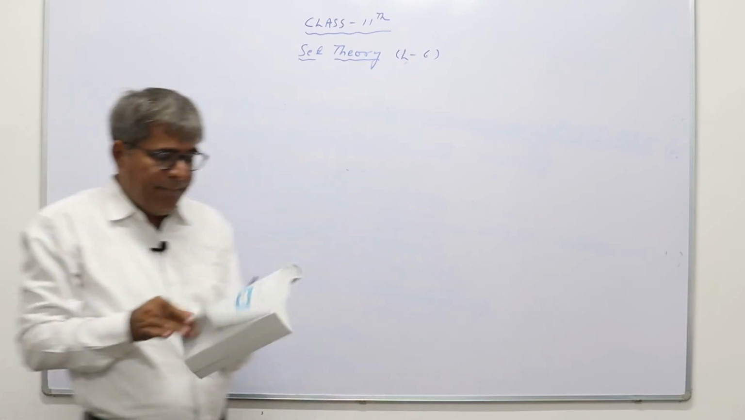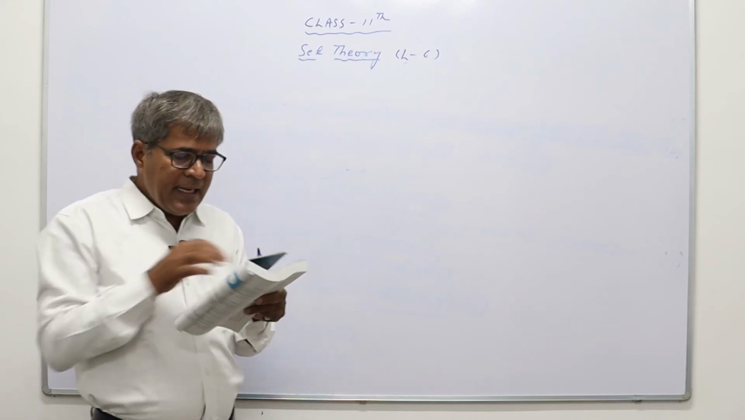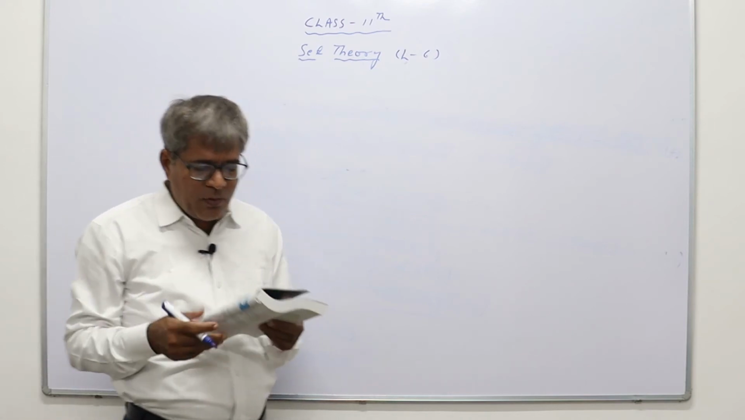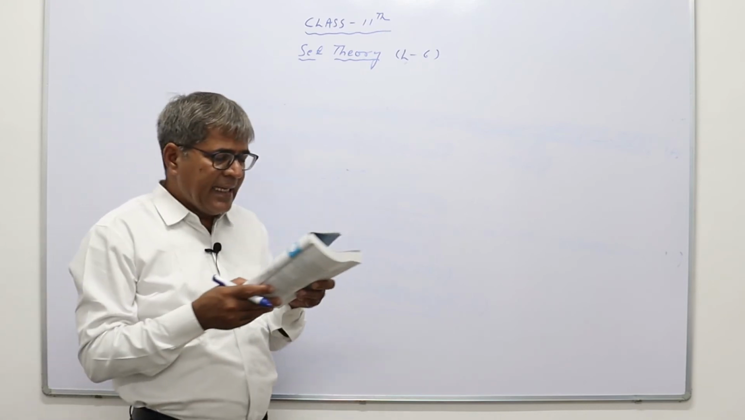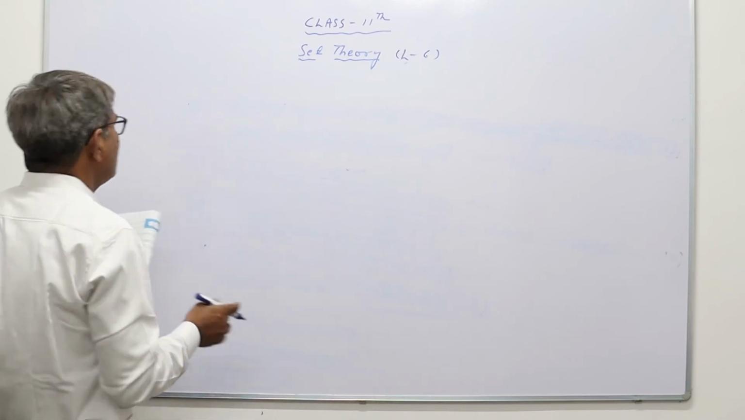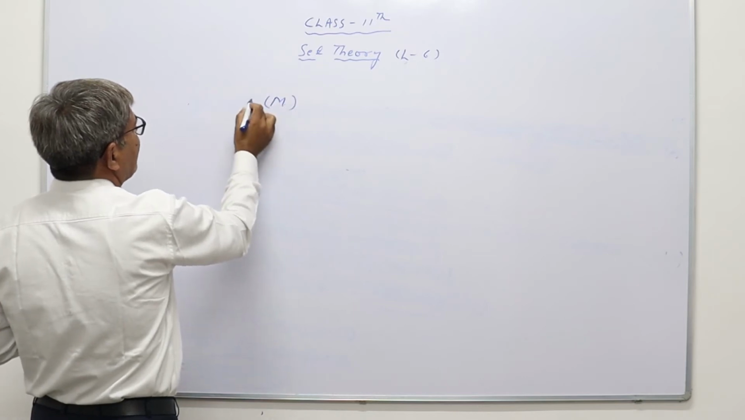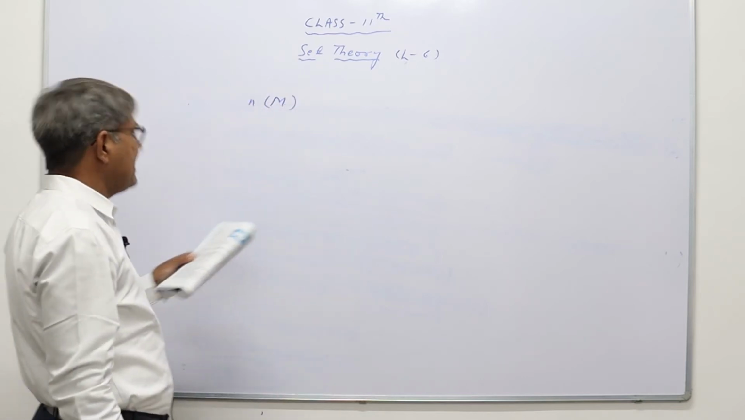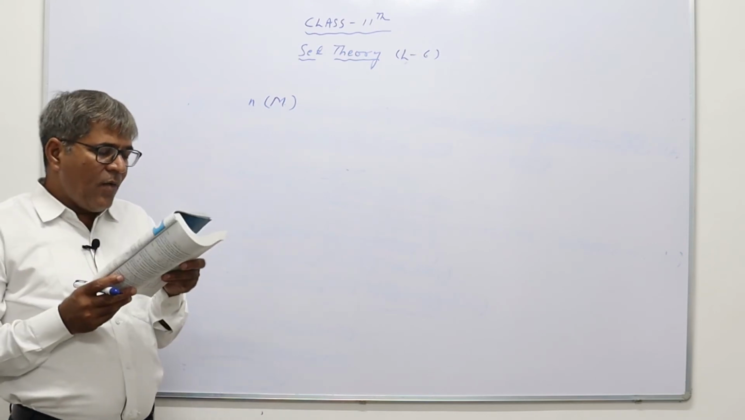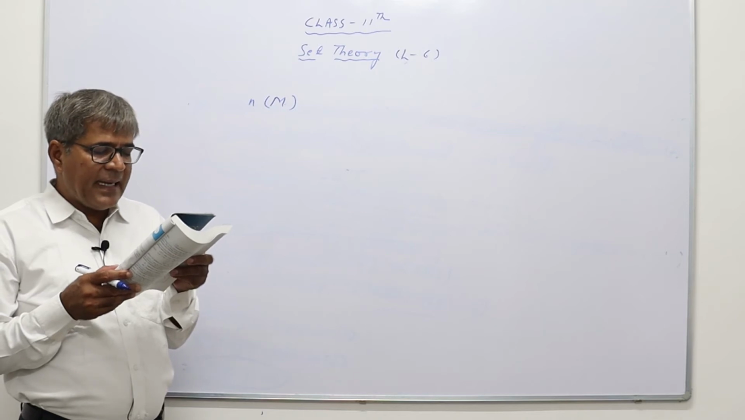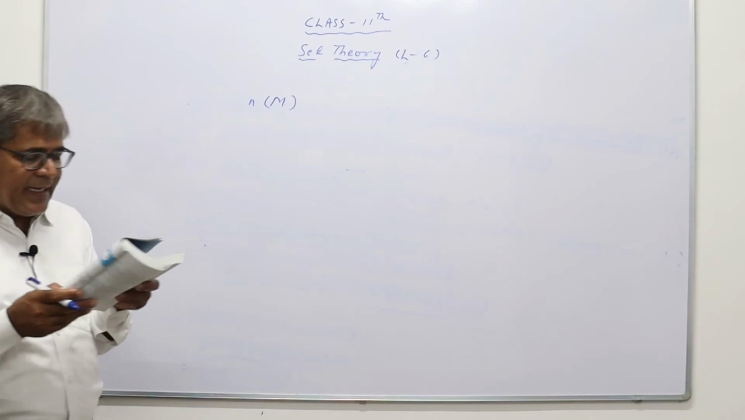Question number two. In a school, there are 20 teachers who teach mathematics or physics. Let the teachers who are teaching mathematics be represented by set M. The number of teachers who are teaching mathematics will be n(M). Similarly, of these, 12 teach mathematics and 4 teach both physics and mathematics. How many teach physics?